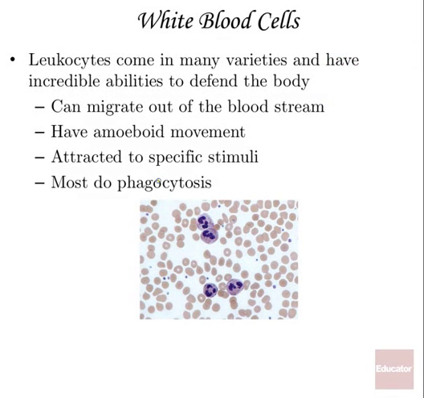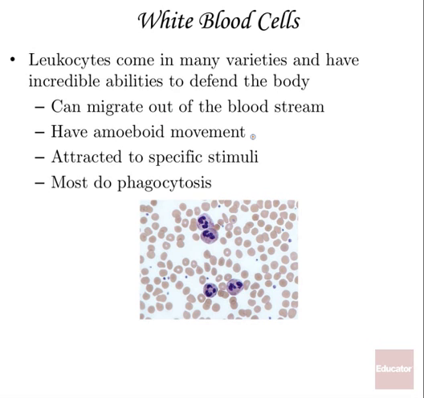White blood cells, also known as leukocytes. Leukocytes come in many varieties and have an incredible ability to defend the body. Here are the main abilities. They can migrate out of the bloodstream. Amazingly, a white blood cell can squeeze itself through a capillary, through those endothelial cells, into organs. That's amazing, their ability to migrate and hunt down these foreign bodies that could cause problems.